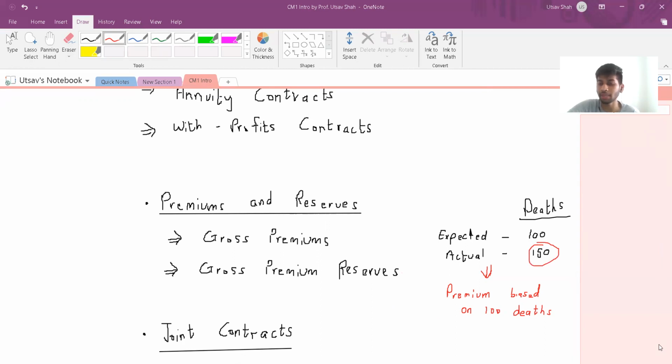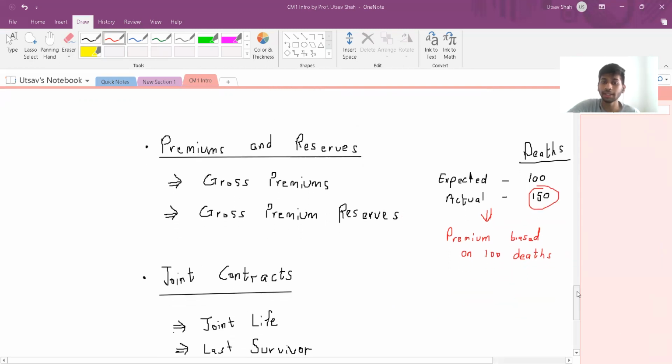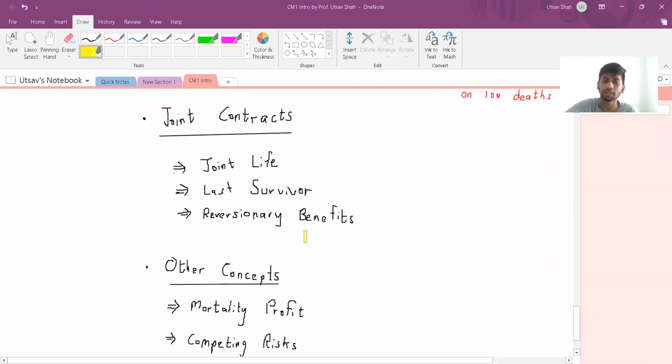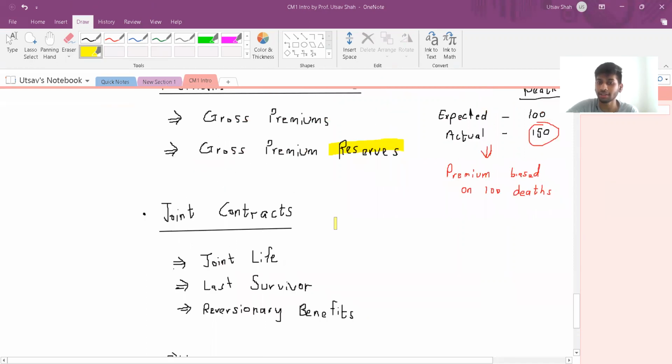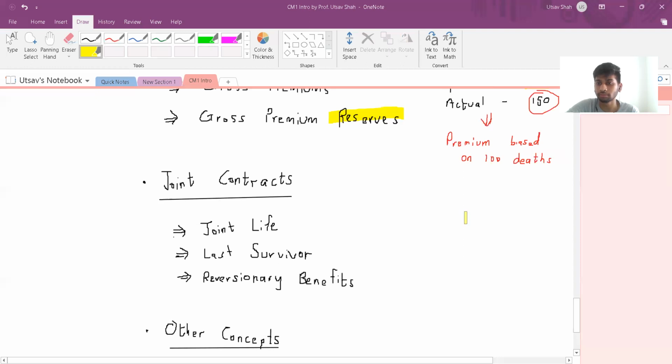Now, where does that money come from? As soon as the company realizes that they have underestimated the number of deaths, they realize that they do not have enough money to pay all the policyholders. So what will they do? They'll have to create a reserve, because if they do not, then they won't have enough money to pay all the death claims, right? So that's where the calculation of reserves comes in. Don't worry, we'll go through this in the future. Exactly how do we calculate this? What are the considerations? How does this expected number come from? And obviously where the actual number comes from. So relax.